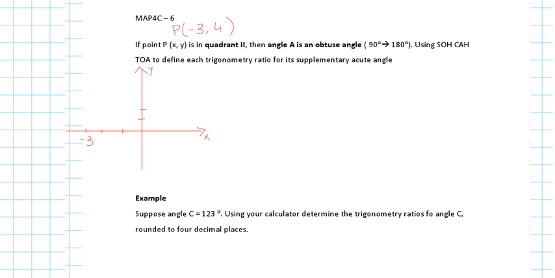Now, to draw the triangle, I have to go from the origin to the point. That's my terminal arm. Now, how do I draw my triangle? Down to the x-axis. We always draw it down to the x-axis. That's what people mess up. I don't know why they like to draw it another way.